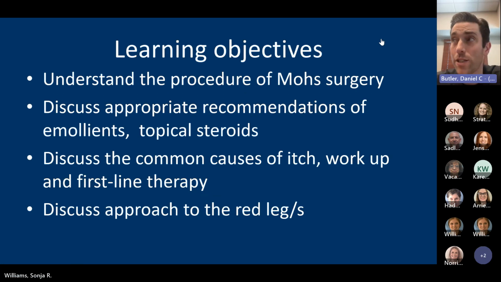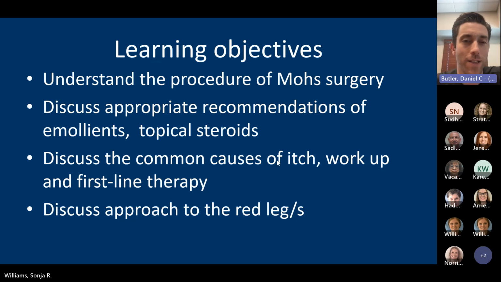So I want to try to simplify this lecture to a few key points. The learning objectives that we're going to have today are understanding the procedure of Mohs surgery. This is a question I get asked all the time. Number two is discussing the appropriate recommendations of emollients and topical steroids. This may be helpful for your personal life when you're wondering which moisturizer is the best moisturizer. And then we're also going to discuss the common causes of itch. This is the most common symptom that people over the age of 50 present to the dermatologist for, and it's something that we've all been miserable with at one point in our life. Again, you'll see it in older adults, but across all age ranges. And the last one, if we have time, is talking about red legs. And you'll see why it's so important that we talk about red legs.